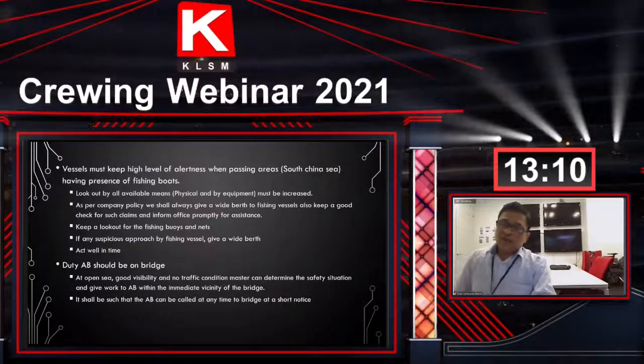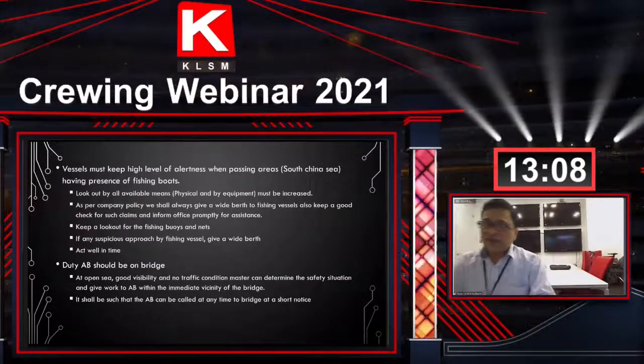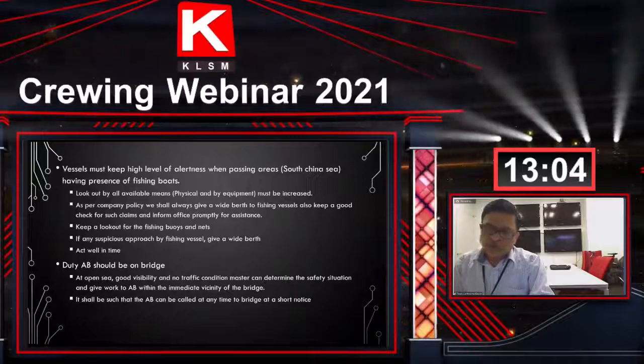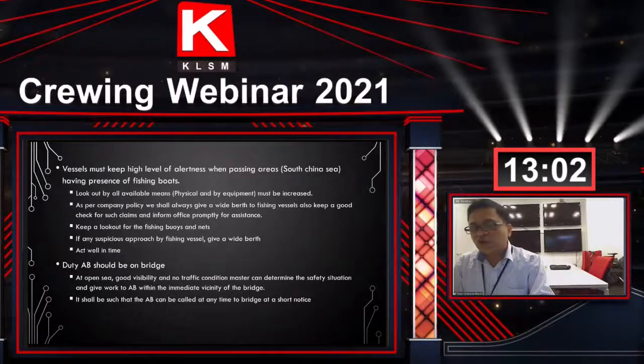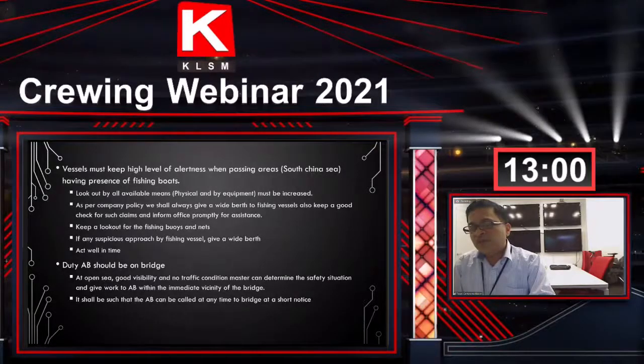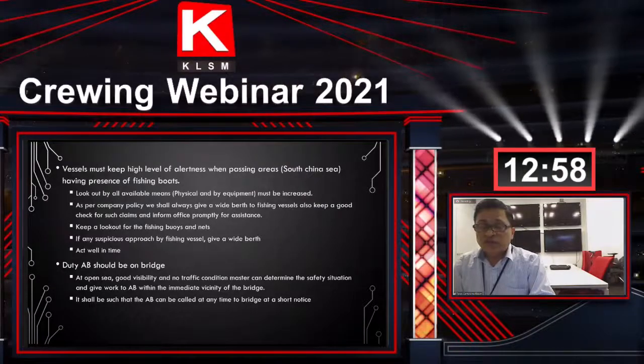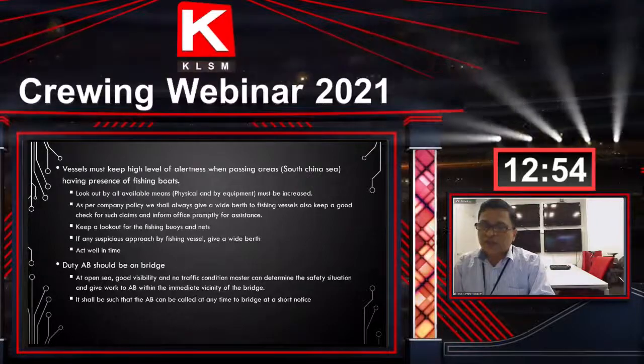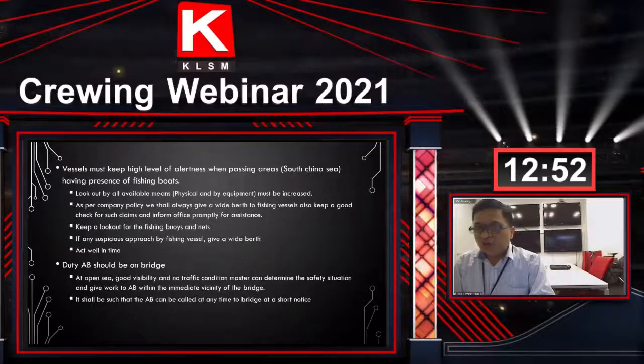One thing which we noticed among all this type of incidents, not only in our company, in the industry also, most of the time when this type of incident happened where there was a close quarter situation with the fishing vessel or a collision with a fishing vessel, there was only the duty officer on the bridge. The AB was not there, keeping a lookout.